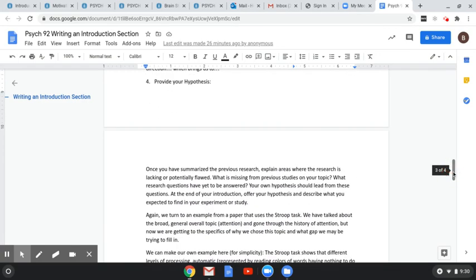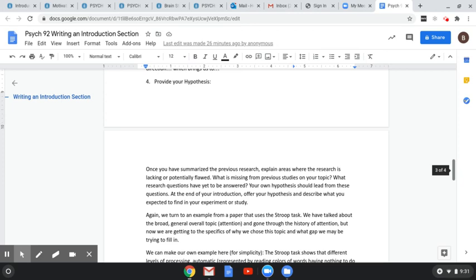Then you provide your hypothesis. Once you've summarized the previous research, you explain areas where the research is lacking or potentially flawed. Basically, where the theory doesn't have stuff. What are you contributing to this topic? What is missing from previous studies on your topic, or what research questions have yet to be answered? This is where your research question would come in, which leads to your hypothesis. Your own hypothesis should lead from these research questions.